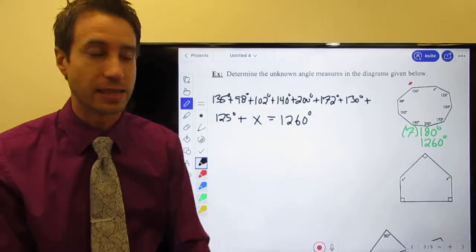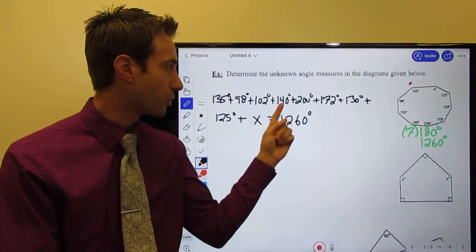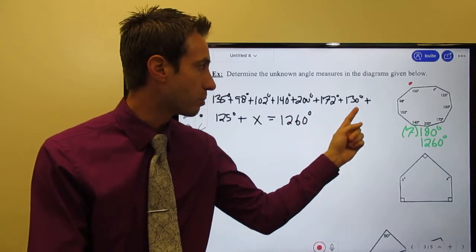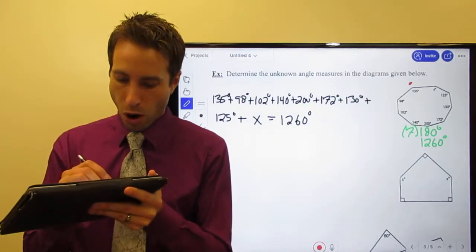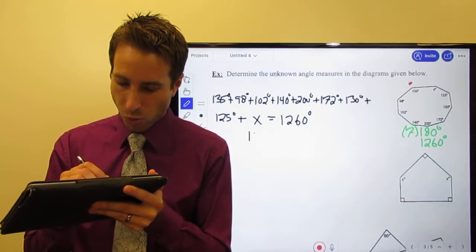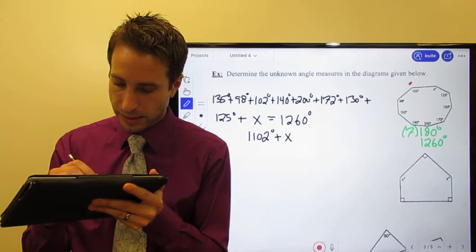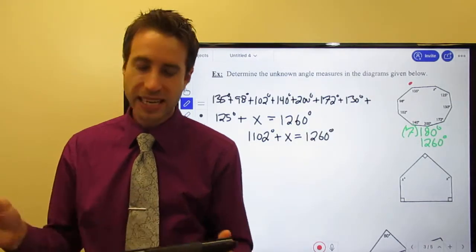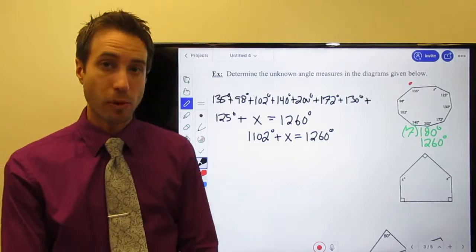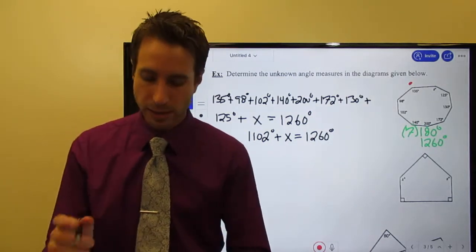Fantastic. Well, this isn't that bad. Grab yourself a calculator. 135 plus 98 plus 102 plus 140 plus 200 plus 172 plus 130 plus 125 all adds to 1,102 degrees plus x is equal to 1,260 degrees. Guys, maybe the easiest algebra problem to solve ever. Subtract 1,102 degrees to the other side.